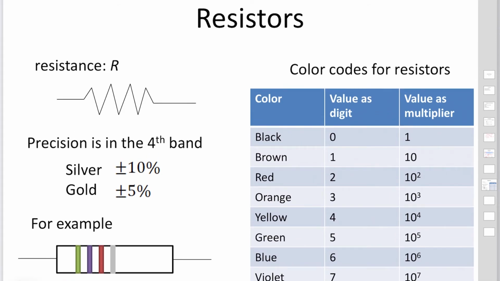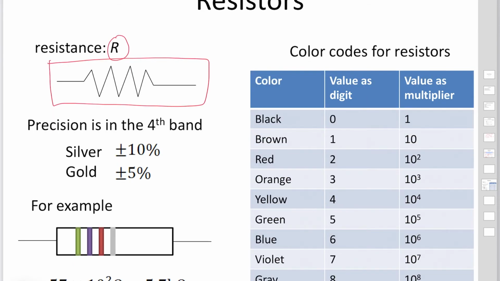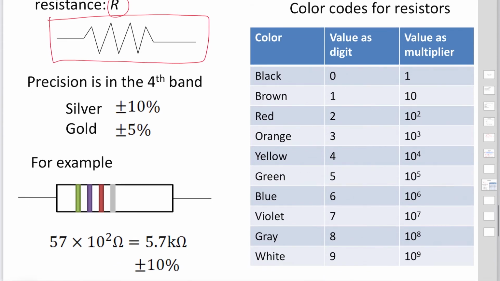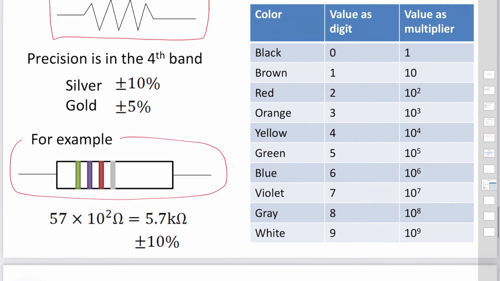In circuits, we use resistors. This is the symbol. A resistor has a resistance of R. Resistors have a four color code. In this example, you can find a four color code. On the most left hand side, you can find green. Look at the table of the color code for resistors. Green is going to be 5.